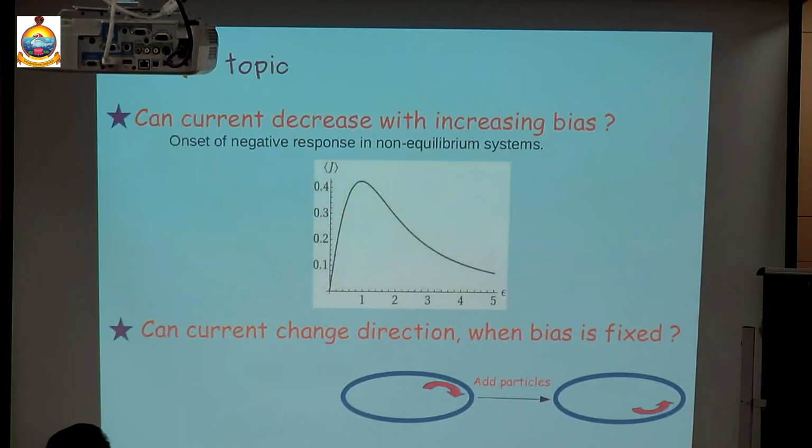Is it possible? Okay. The other thing is, can current change direction when the bias is fixed? So you have a bias like that, and the current was flowing in this direction. You change some parameter in the problem, and suddenly current flows uphill. Okay. Is it possible? Okay. Both these things are not possible in equilibrium. Okay. I will try to argue for that. It is not possible in equilibrium systems, and I will give you some examples where it is possible in non-equilibrium systems.